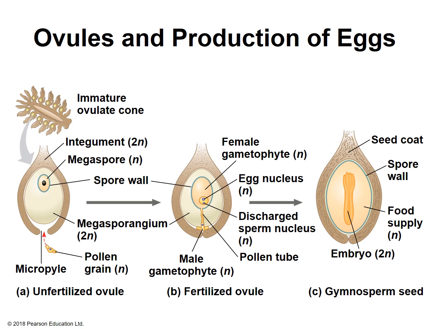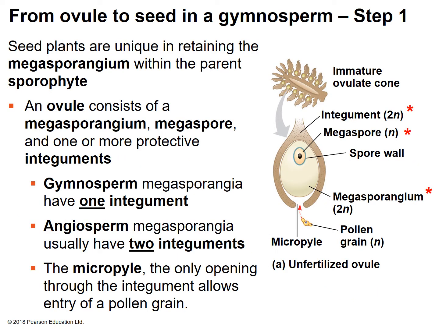Now we're going to talk about the fate of ovules. When these ovules give rise to egg and then fertilization occurs, we end up with a seed. Therefore, the seed is a fertilized ovule. Seed plants are unique in retaining the megasporangium within the parent sporophyte. An ovule consists of megasporangium, megaspore, and one or more protective integuments.